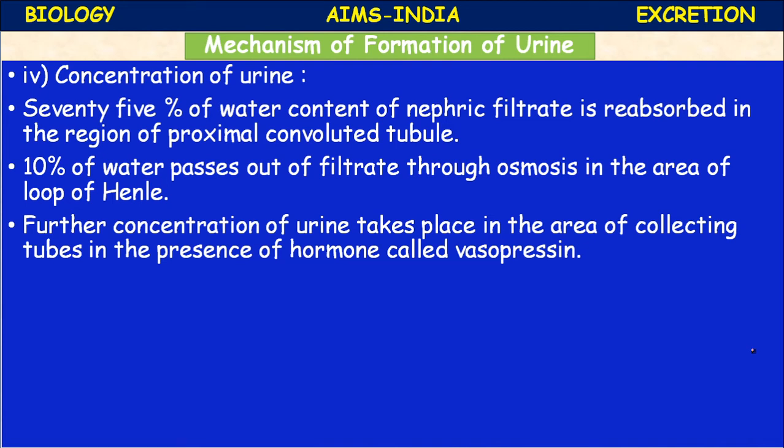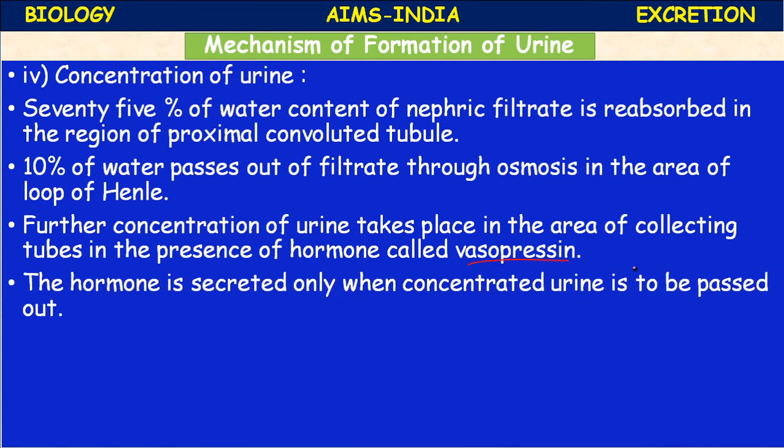Collecting tubes. Okay, the distal convoluted tubule opens into the collecting tube. In the presence of a pituitary hormone called vasopressin. What is that hormone? Vasopressin. Okay, the hormone is secreted only when concentrated urine is to be passed out. Okay, the vasopressin helps in the reabsorption of sodium, chloride, potassium salts. Okay.